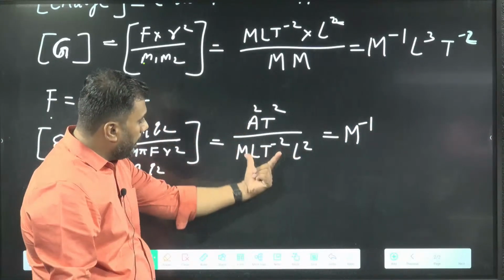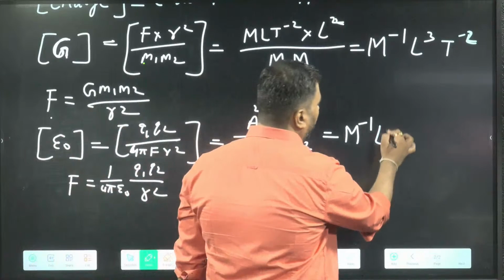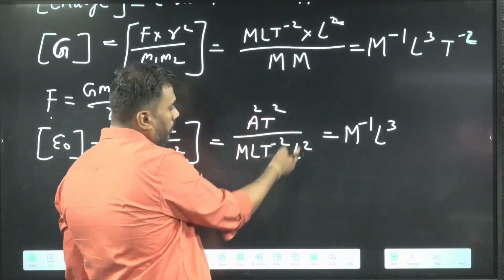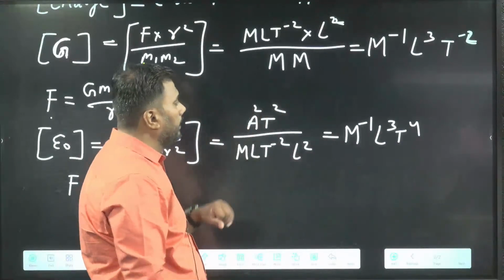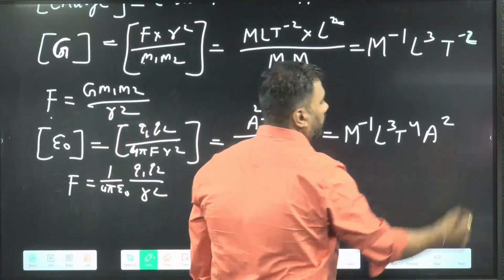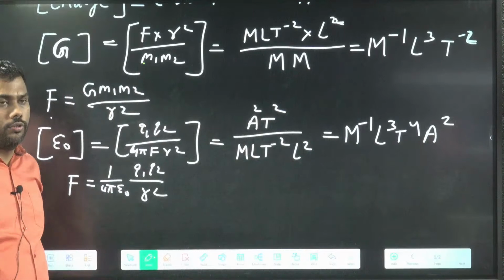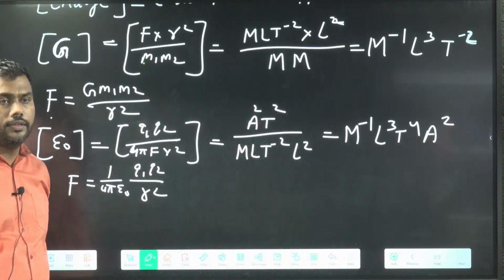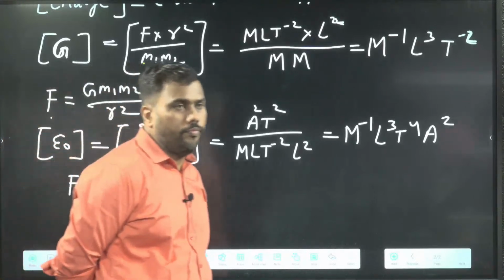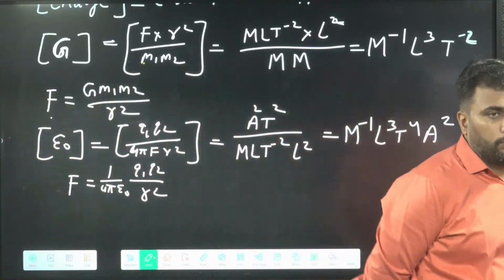And in the denominator I have L cube. So in the numerator there will be L cube. T to the power 2 and T to the power minus 2 gives T to the power 4, and A square. This is the dimensions of epsilon naught. Okay, is this clear? Dimensions of epsilon naught.